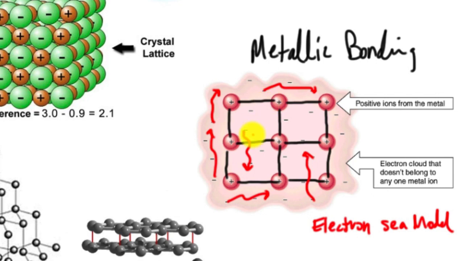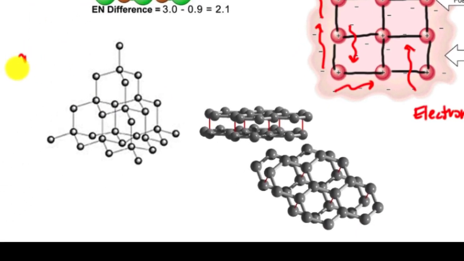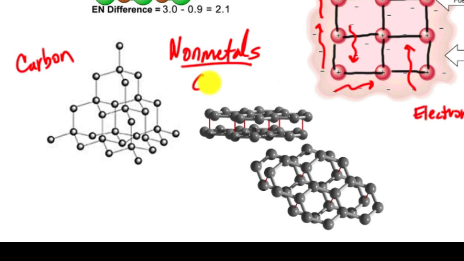Now down here what I have is carbon, and this is looking at a different type of force that's holding together these particles. All right, so we had ionic bonding holding together ionic compounds, metallic bonding holding together metals. Now for carbon, which is a nonmetal, so this would be a nonmetal substance, nonmetals are held together by covalent bonds. Okay, so we have here covalent bonds that are holding these together.